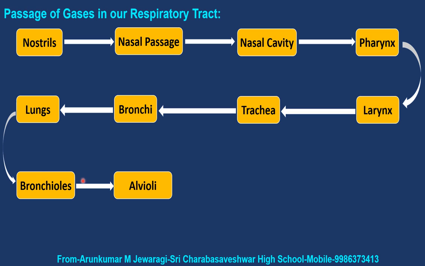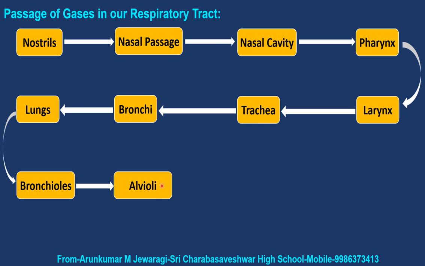From the bronchioles, it enters small air sacs. What are those called? Alveoli. Each lung has millions of alveoli. Millions of alveoli. These alveoli will increase the surface area of the lungs. Okay. So like this, the gases are passed from one organ to another in our respiratory tract. So when we expel carbon dioxide, it is reversed.